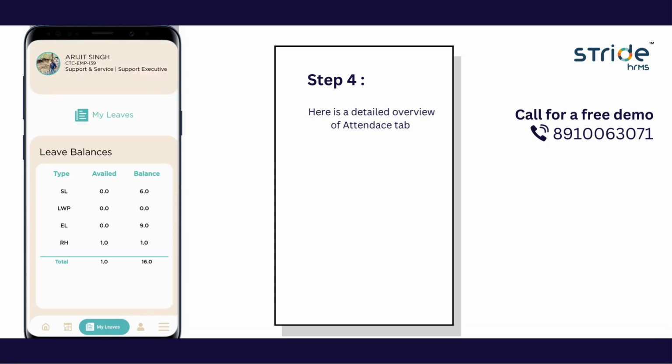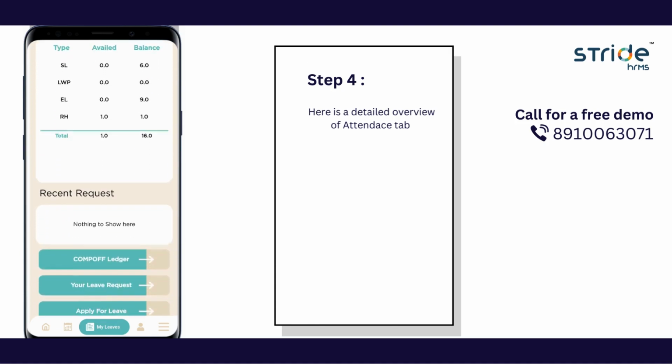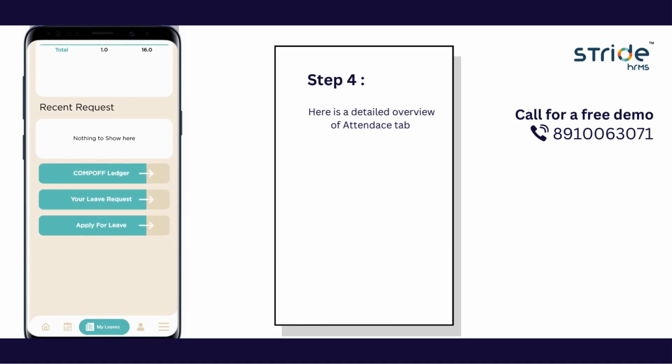On the next tab, you can see your leave balances with the different types of leave and how many leaves you availed, along with your total leave balances. Below that, you will see your recent requests for leave if you made any, and you can apply for leave from here. Let's see how you can apply for one.